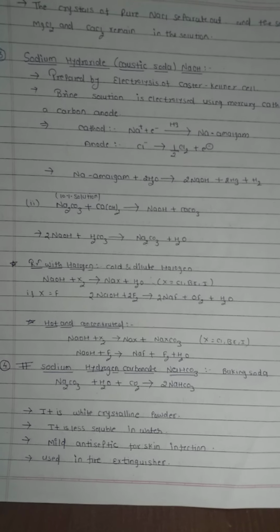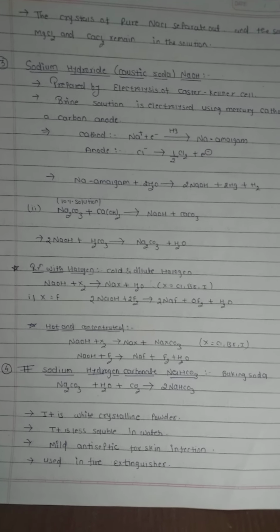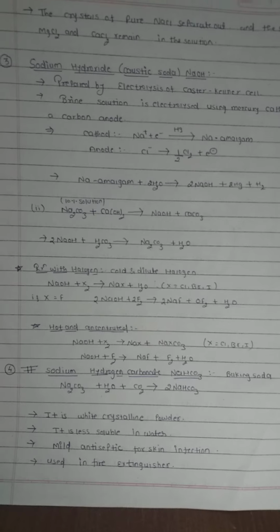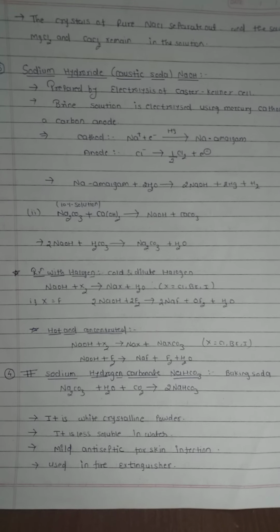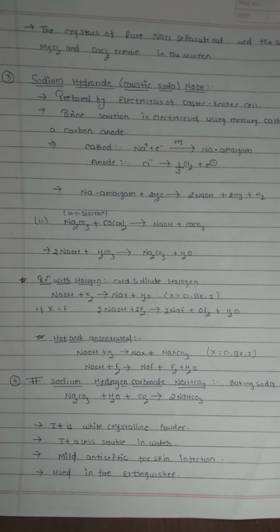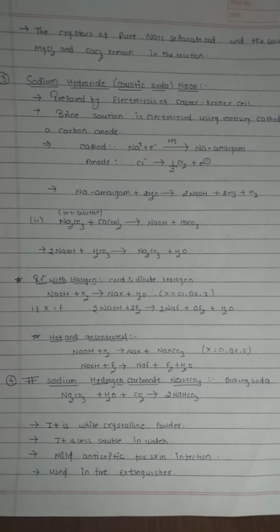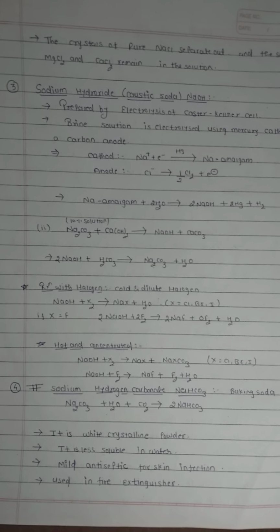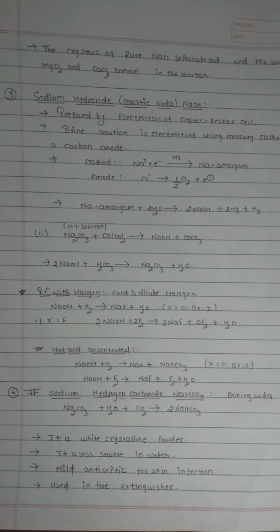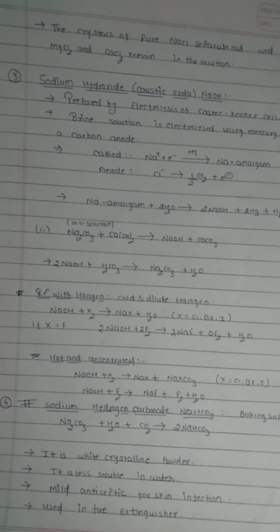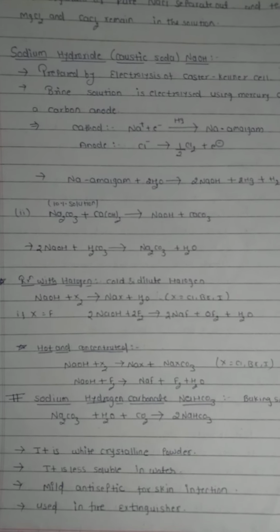So here is the reaction: at the cathode, sodium ion gains an electron on the mercury cathode and changes into sodium amalgam, and at the anode the chloride ion is converted into Cl2 and releases an electron. The sodium amalgam, when reacted with water, forms sodium hydroxide, 2Hg, and H2 gas is removed.